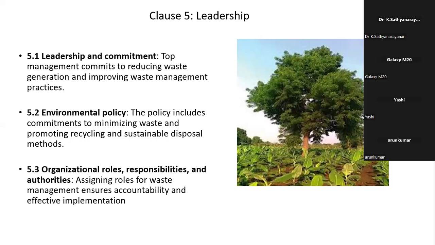As top management, what are the measures I've been taking? What are the commitments? What are the policies with respect to waste management and reducing waste? In my environmental policy, have I been disclosing and committing to minimizing, recycling, or ensuring sustainable disposal methods? You have to analyze this.